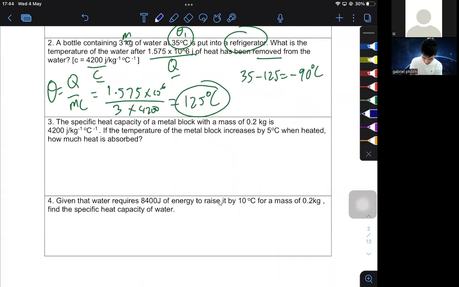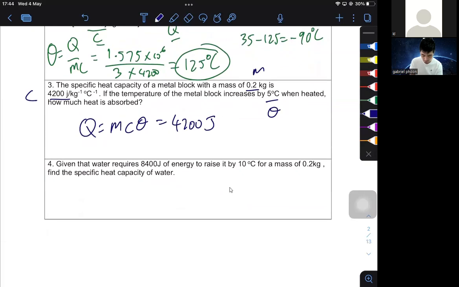Anyways, moving on to the next part here. I think these two calculations were quite easy. It's just M, this is C, and then this is theta here, right? So how much heat energy is obviously going to be Q equals MC theta. Press everything into the calculator and you will get 4,200 joules, guys. Not much problem with question 3 and 4, I think.